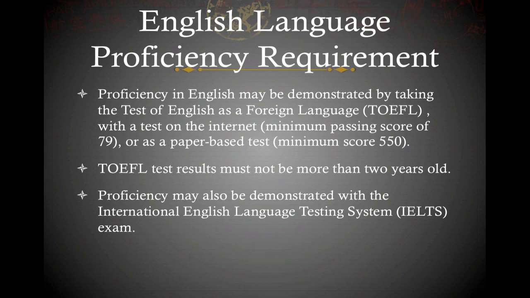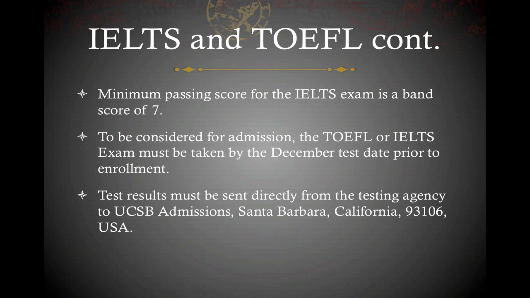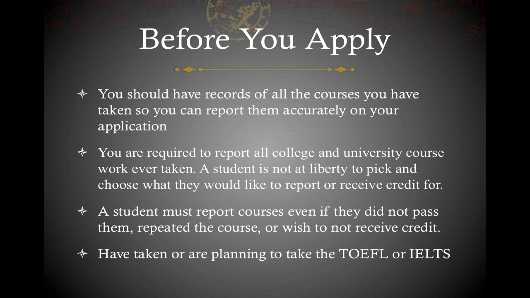Proficiency may also be demonstrated with the International English Language Testing System, IELTS. A minimum score of 7 is considered passing if you take the IELTS. To be considered for admissions, the TOEFL or IELTS exam must be completed by the end of December, not January, not February, not in the upcoming year, but by December of the year when you applied. Test scores must be sent in directly from the testing agency to UCSB Admissions, Santa Barbara, California, 93106, USA.